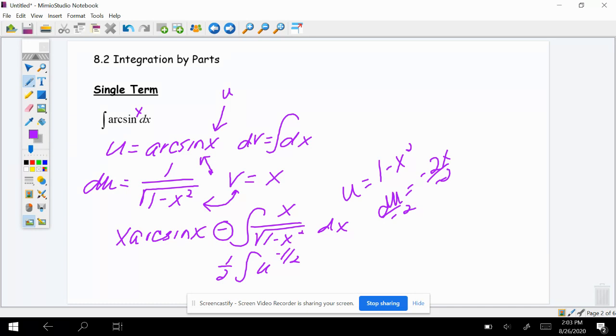So I'm going to write my final answer over here. I still have my x arc sine of x. I'm going to run out of room. And then power 1 greater is the 1/2 power. Divided by 1/2 is the same as times 2, but there's already a 1/2 out front. We end up with a positive 2, and then u to the 1/2, which would be 1 minus x squared to the 1/2 plus c.